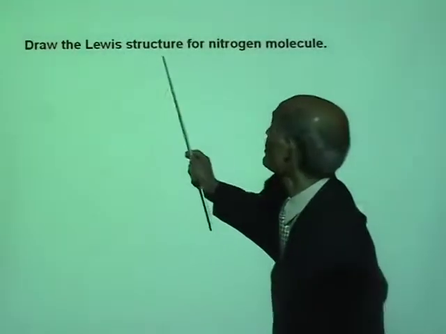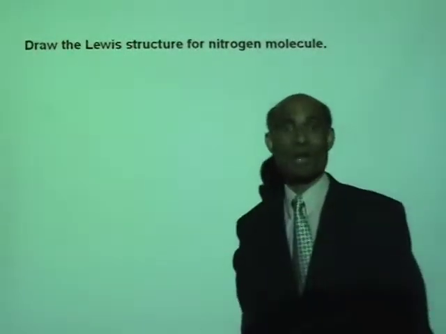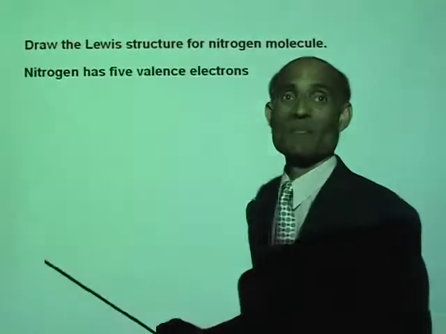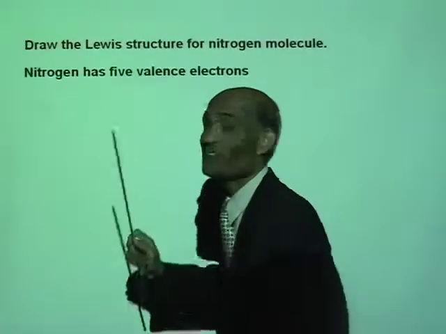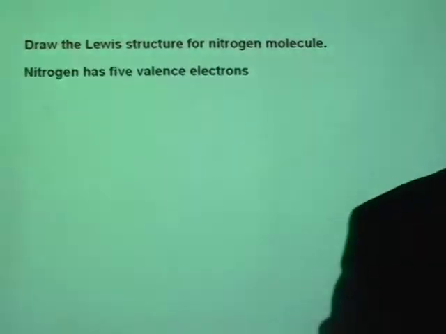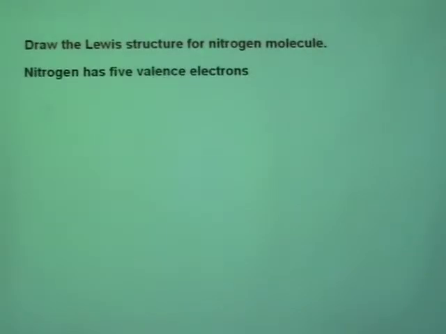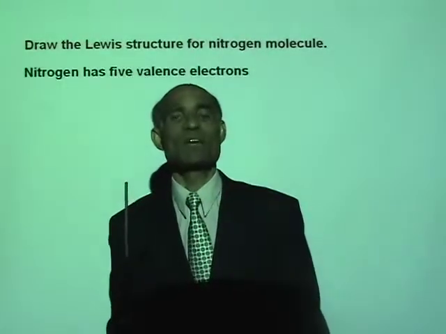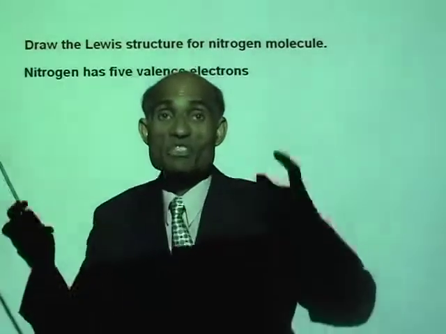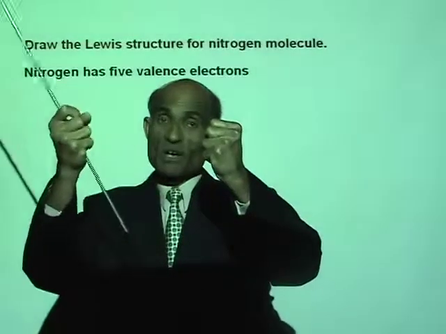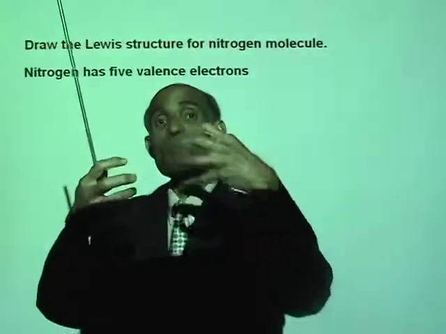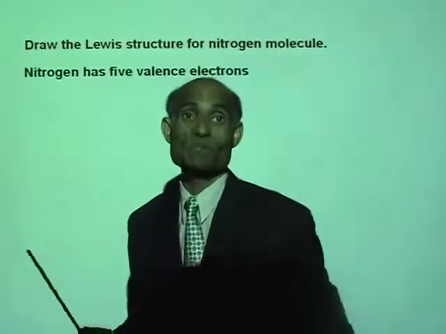Okay, draw a Lewis structure for a nitrogen molecule. Alright, how will that happen? Nitrogen has 5 valence electrons. Each nitrogen has 5 valence electrons. That means each needs 3 more electrons to complete the outer shell. So what do they do? One nitrogen coming towards another nitrogen will share 3 pairs of electrons between them.